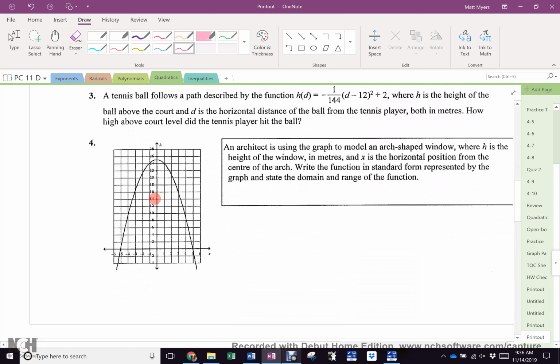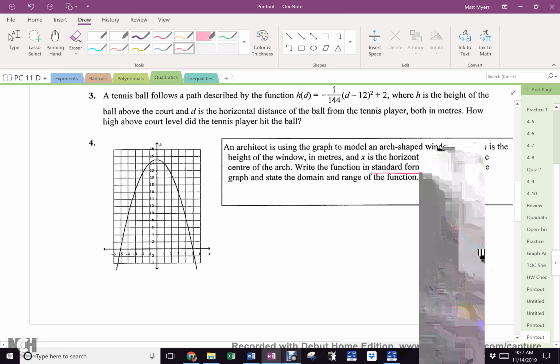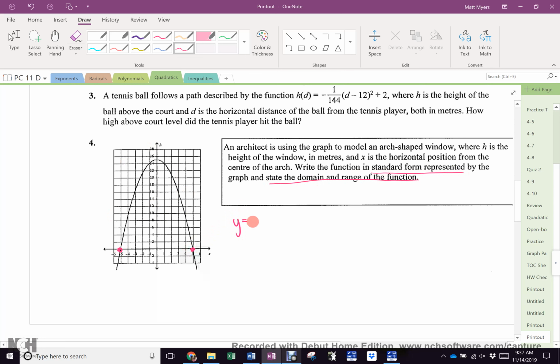An architect is modeling this window. I want the standard form, and I want the domain and range. So, first thing I need is standard form. Now I look at this and I see, oh, I've got roots. Once I have roots, I know y equals a times (x plus 5)(x minus 5). Y equals a times (x squared minus 25). Now I'm almost in standard form.